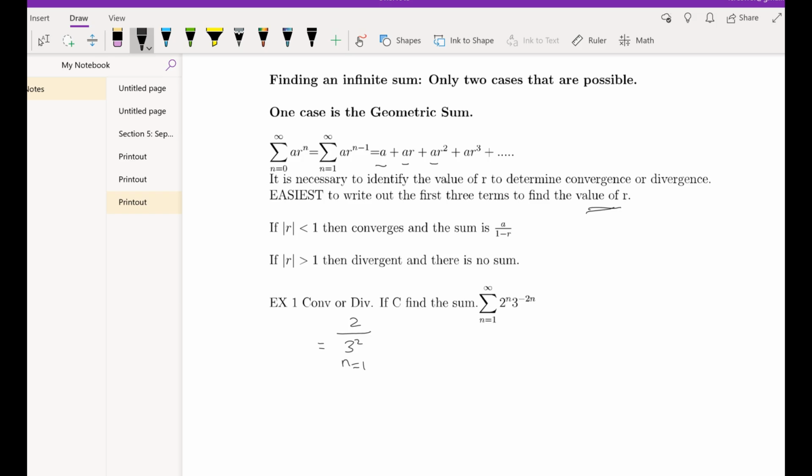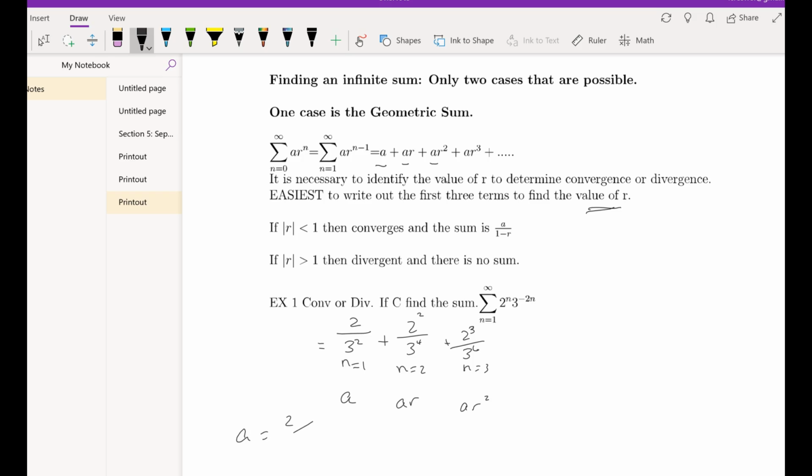So I get this for the first term, which is a. When I plug in n equal 2, that's the second term, that's going to be ar. I'm not going to multiply my numbers out. I'm going to get 3 to the 4th. I like to plug in n equal 3 to identify ar squared to make sure I didn't make any mistakes. 2 to the 3rd over 3 to the 6th.